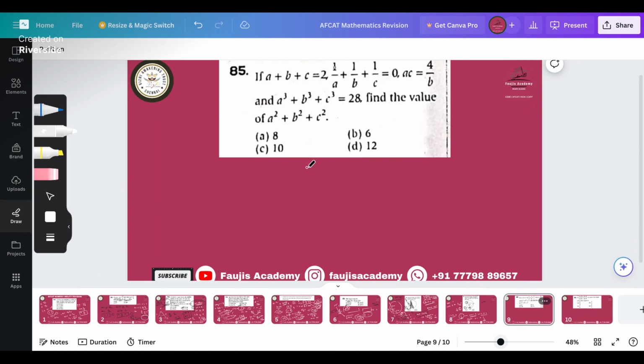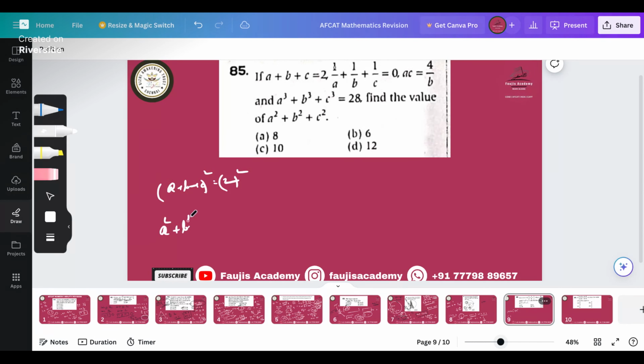Okay. So I wanted to get some help from you in this particular question. My opinion is that the answer for a square plus b square plus c square should be 4, but such an option is not there. They have given a plus b plus c is equal to 2. If you do the whole square of it, it's like this.